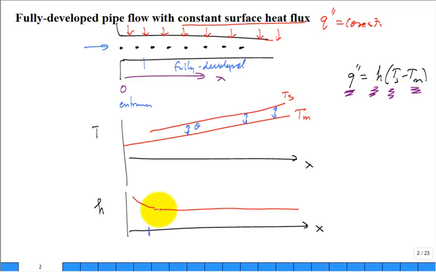And then you think about in this entrance region, well, what does the surface temperature do? Well, it can get very close to the mean temperature because the H is a lot higher. So be able to sketch the temperatures, the wall temperature, the fluid mean temperature, as well as the convection coefficient for pipe flow. Again, we're focusing on that fully developed region almost always in this class.